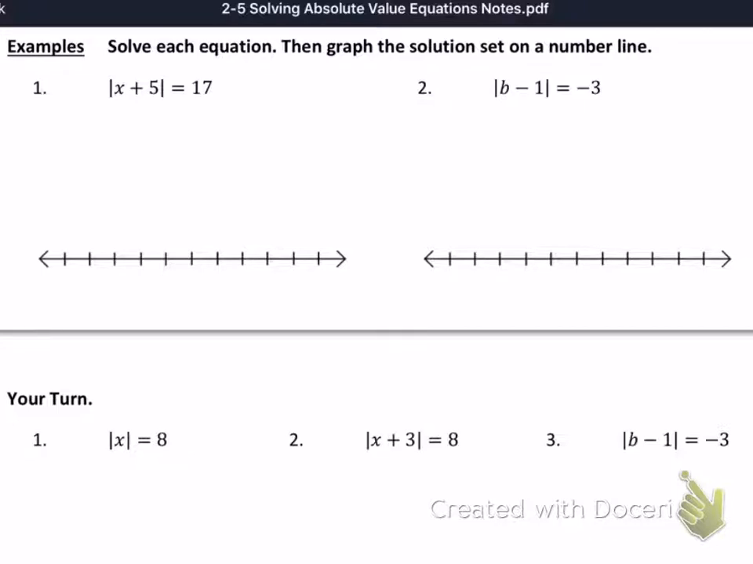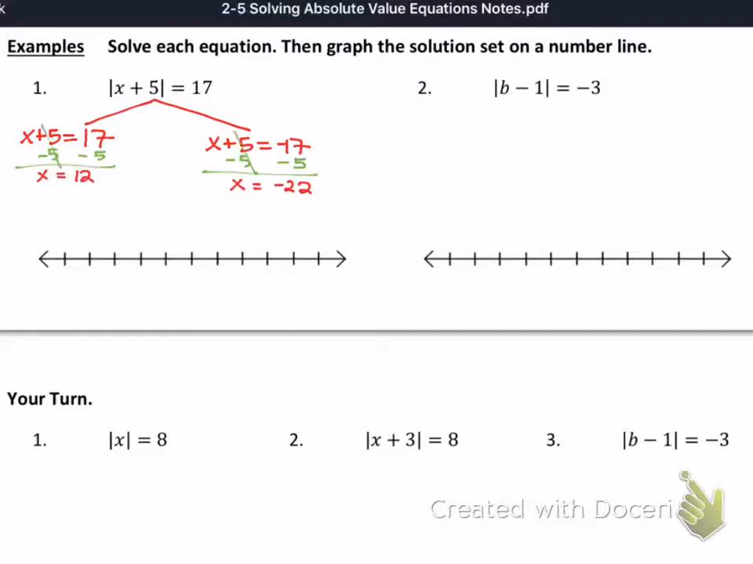Now, once we have that, there are 2 situations, and you pretty much get rid of the absolute value here. One of them is equal to the positive 17, and the other is equal to the negative 17. So go ahead, take a moment, and solve those, and see what you get for the solutions. So you get x equals 12 and x equals negative 22.